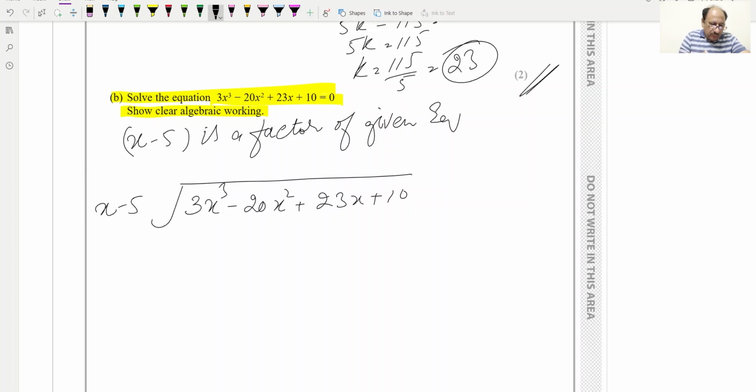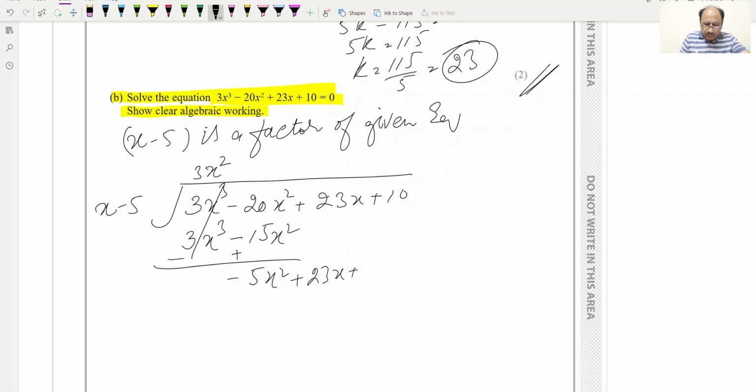So we can divide this by 3x squared, so this will be 3x cubed. This one will be multiplied by x minus 5, and we will get 3x cubed minus 15x squared, and now we can change sign and cancel, and this will be minus 5x squared, plus 23x plus 10.